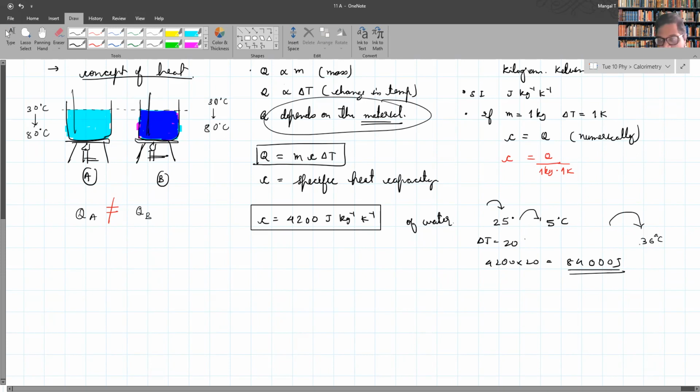And you will end up saving electricity also, because 1 kilowatt hour is 3.6 into 10 to the power 6 joules. So the amount of water that you're cooling in the refrigerator, which sometimes may get wasted also, quite a lot of energy is being wasted. So that's just to have a little general sense.